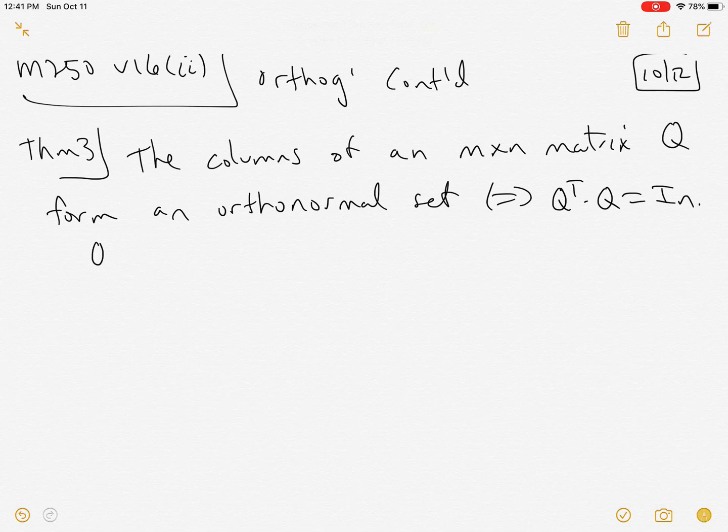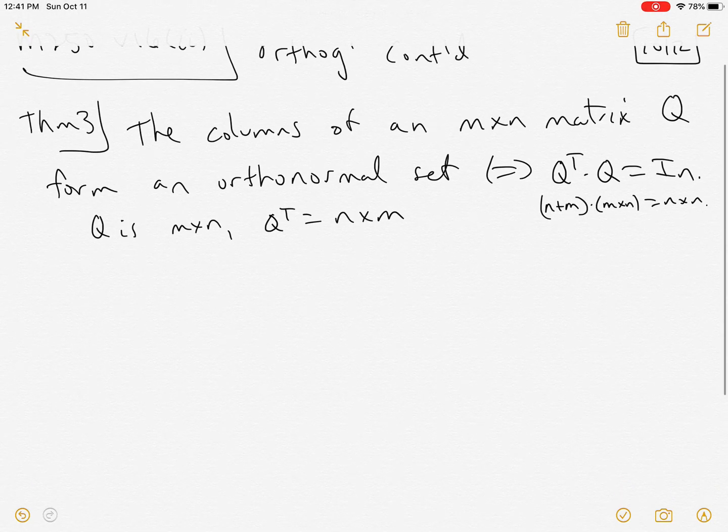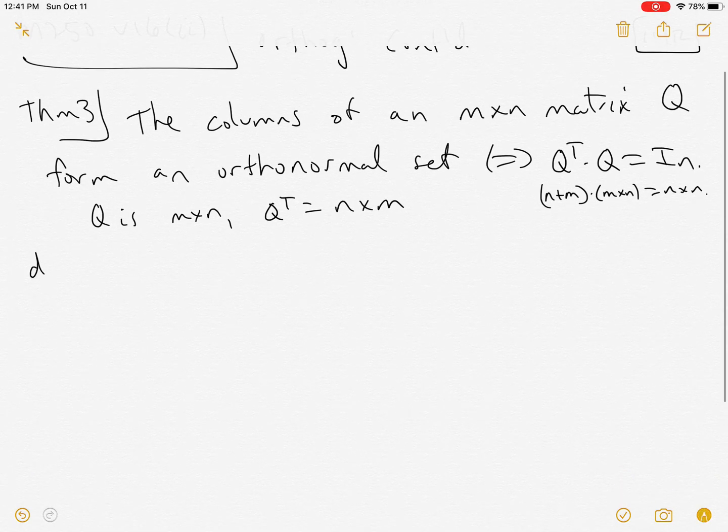So Q is m by n, which means Q transpose is n by m. So this is n by m times m by n, and that's n by n. So yeah, that makes sense. Okay. And so this gives us a way to define what's called an orthogonal matrix, right?